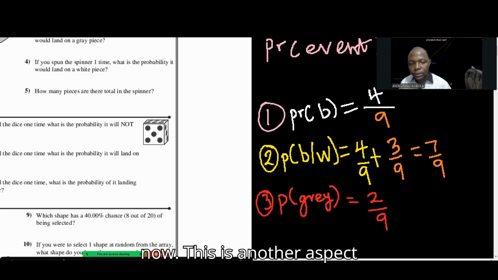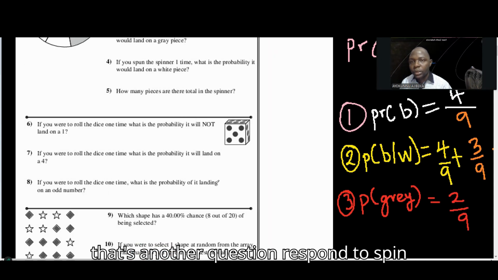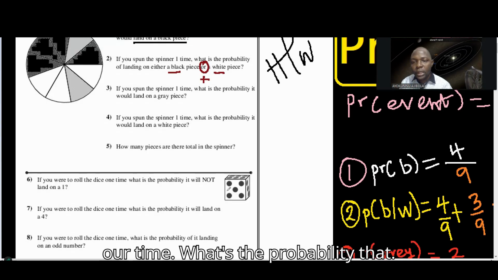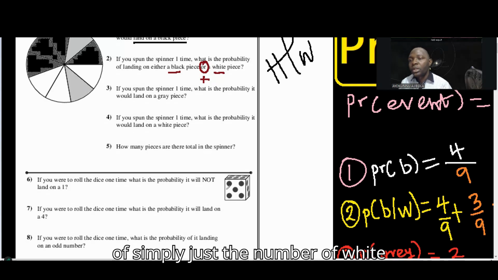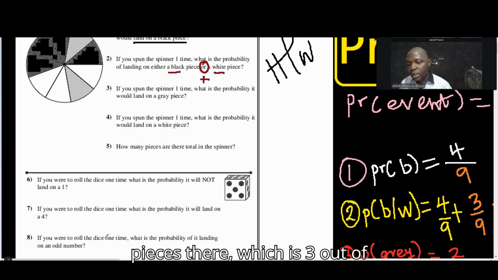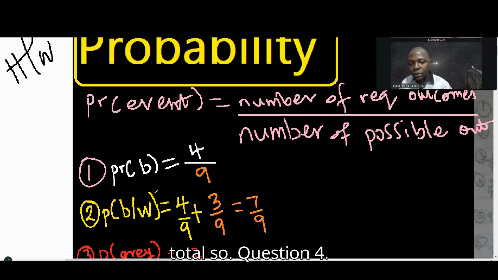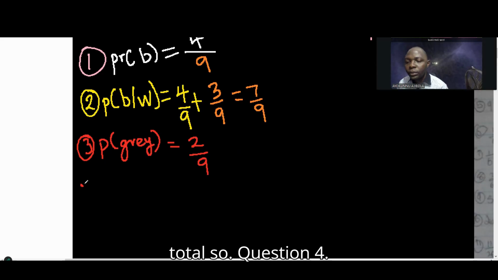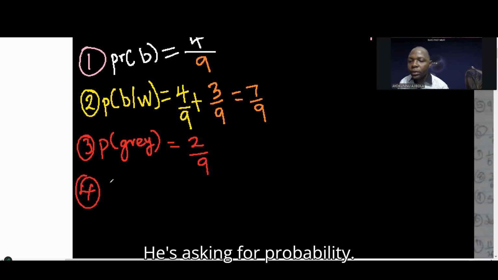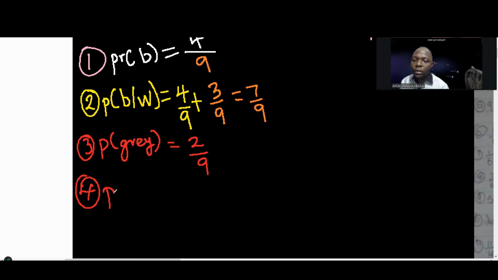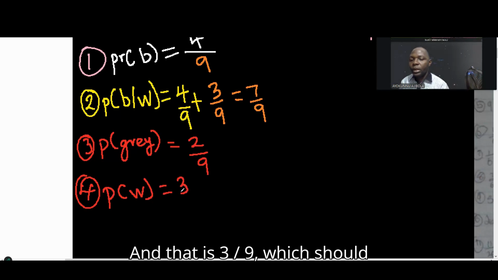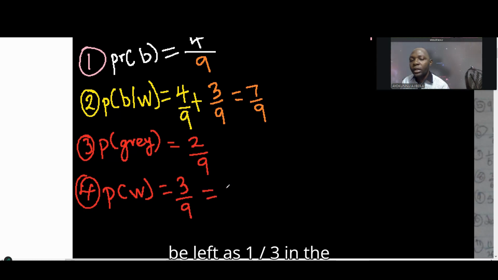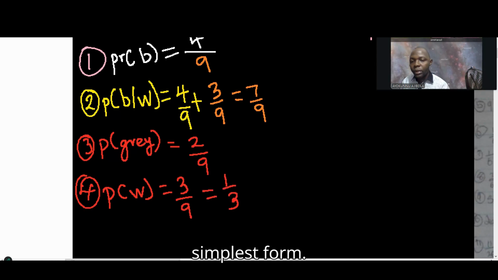So now there's another question. If you spun the spinner one time, what's the probability that it would land on a white piece? Or simply just the number of white pieces there, which is three out of the total. So question four is asking for the probability of white, and that is 3/9, which should be left as 1/3 in the simplest form.